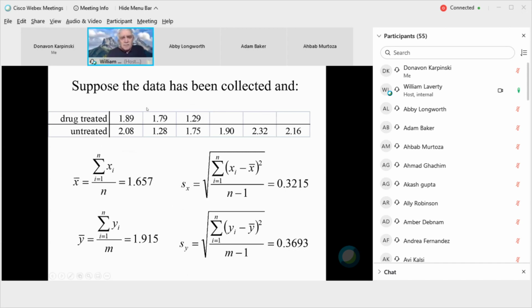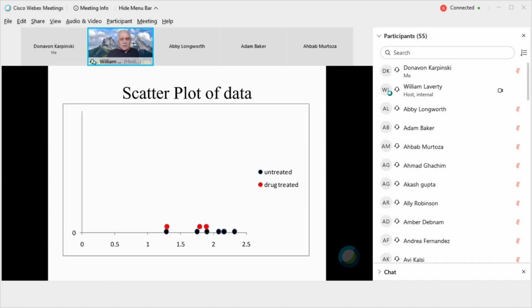The average for the drug treated was 1.657. The average for the ones that were left untreated was 1.9. There's the standard deviations, both approximately the same. So the assumption of equal standard deviation looks to be correct. We're now wanting to know what it means. This difference could have occurred by chance. Took another 6 animals, another 3 animals, could get it the other way around. There's a scatter plot. The red ones are the ones that are treated with the drug. The blue ones are the ones that were left untreated.